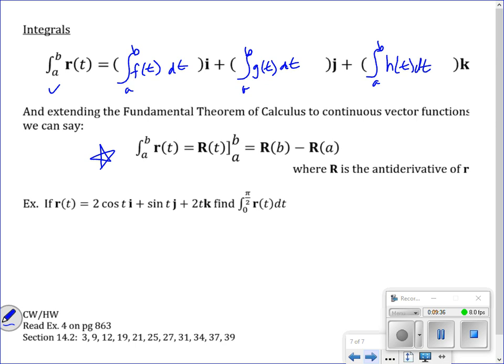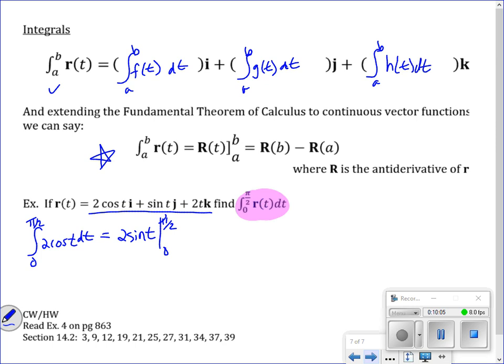All right, so we are going to do this last one. We're trying to do the integral from 0 to pi over 2 of r of t, which is right here. So basically I have to just do each one. I have to do the integral of 2 cosine t dt. I have to go from 0 to pi over 2. Okay, so integral of cosine would be sine. So I have 2 sine t, I have to plug in 0 and pi over 2.